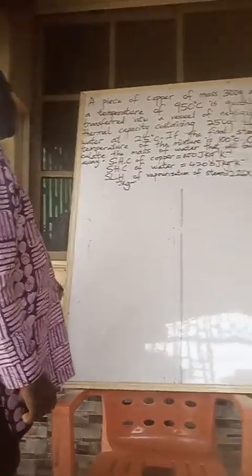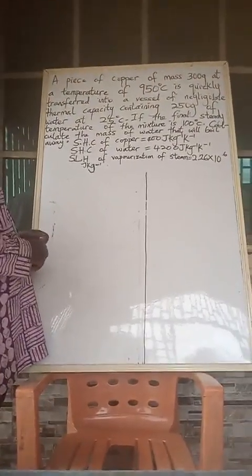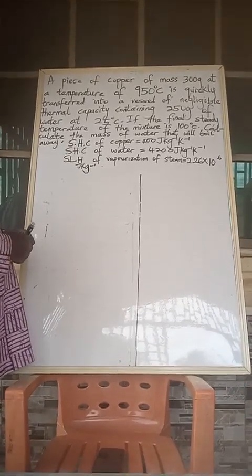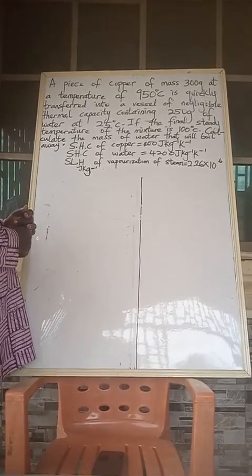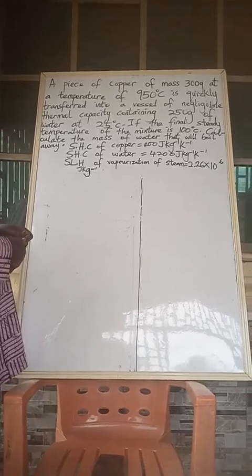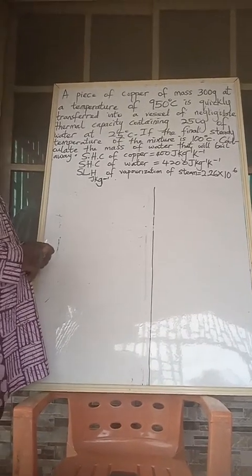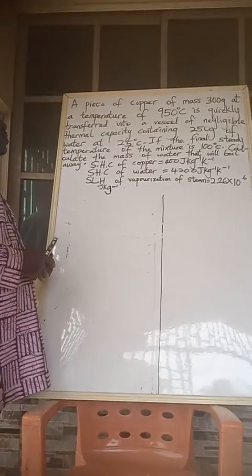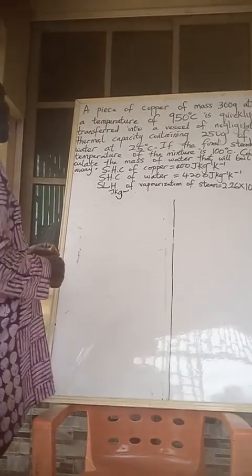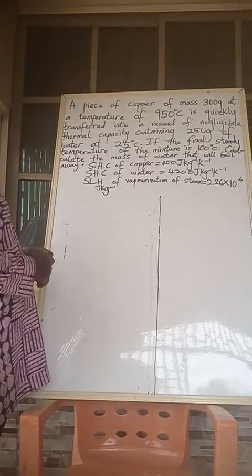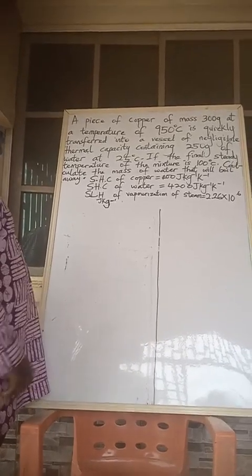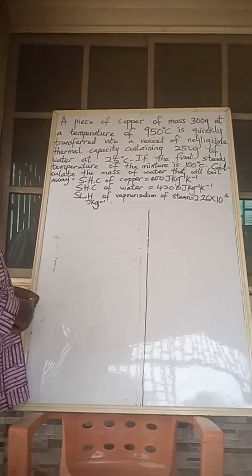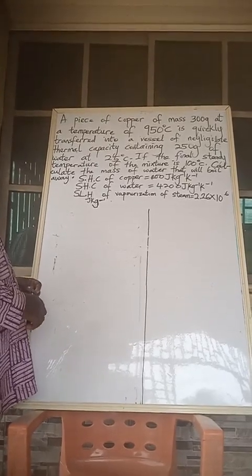Good day, viewers. This evening we shall be solving questions involving specific heat capacity. In order to solve this type of question, we are going to make use of a principle called the principle of mixture. The principle of mixture states that the total heat lost by hot substances is equal to the total heat gained by cold substances, provided no heat is lost to the surroundings.